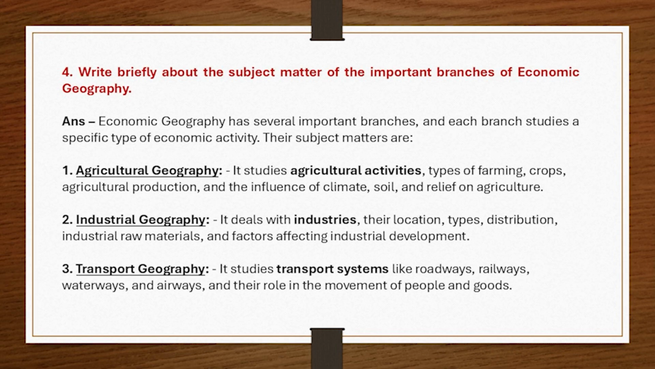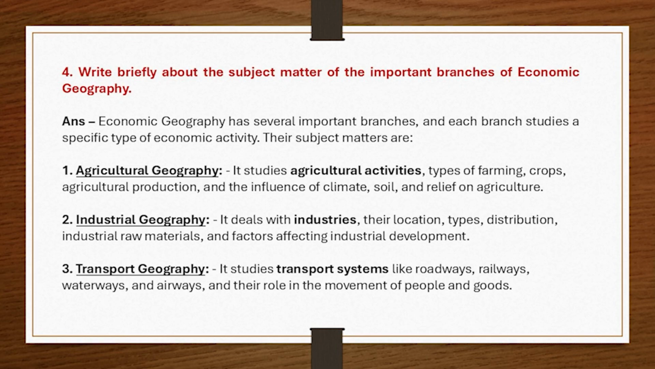4. Write briefly about the subject matter of the important branches of Economic Geography. Answer. Economic Geography has several important branches, and each branch studies a specific type of economic activity. Their subject matters are 1. Agricultural Geography. It studies agricultural activities, types of farming, crops, agricultural production, and the influence of climate, soil, and relief on agriculture.